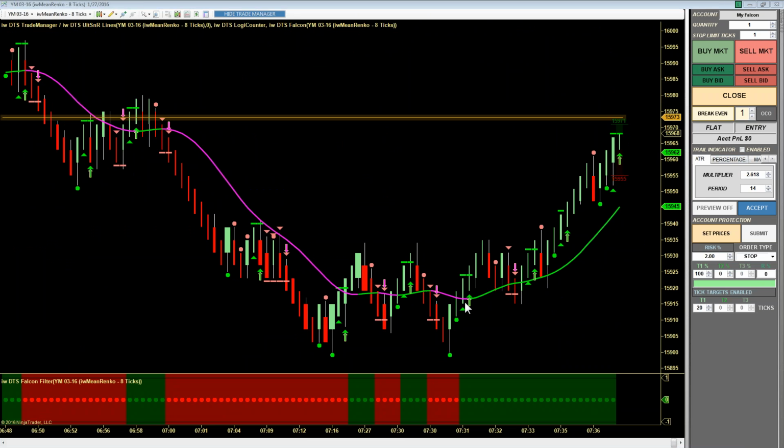So again, the trend change signal, pretty easy to identify. Trend line changes color, goes from red to green. Here's the up portion, here's the down portion, here's the up portion, there's our signal, and away we go.